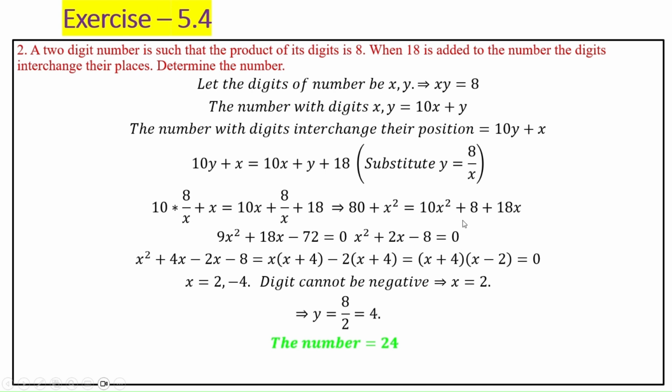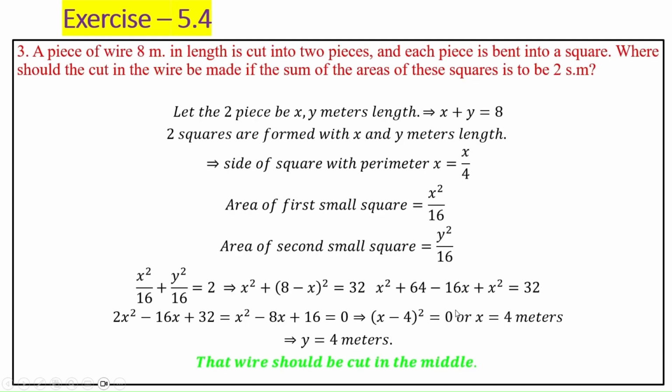Okay, now this can be factorized easily. So I'll write it as 4 and minus 2. Okay, so you will get x plus 4 into x minus 2 equal to 0, or x equal to 2, minus 4. Okay, a digit cannot be negative, so the only possibility is x equal to 2. So x is 2 and y will be 4. So the number is 24. Next.